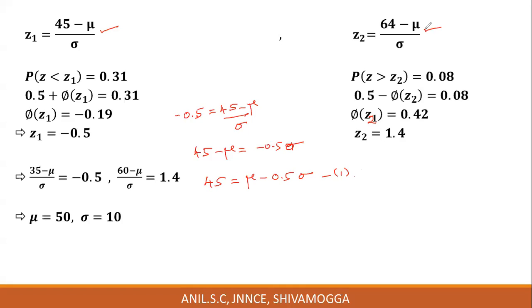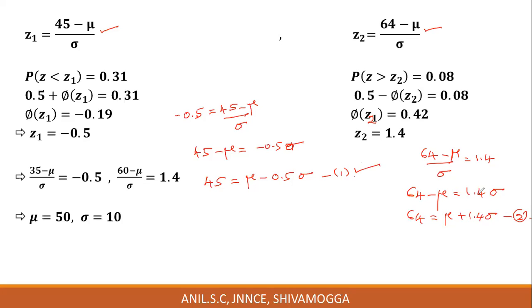Now consider this expression. (64 minus mu) divided by sigma is equal to Z2, and Z2 is 1.4. Therefore, 64 minus mu is equal to 1.4 sigma. Therefore, 64 is equal to mu plus 1.4 sigma. Let this be equation number 2.